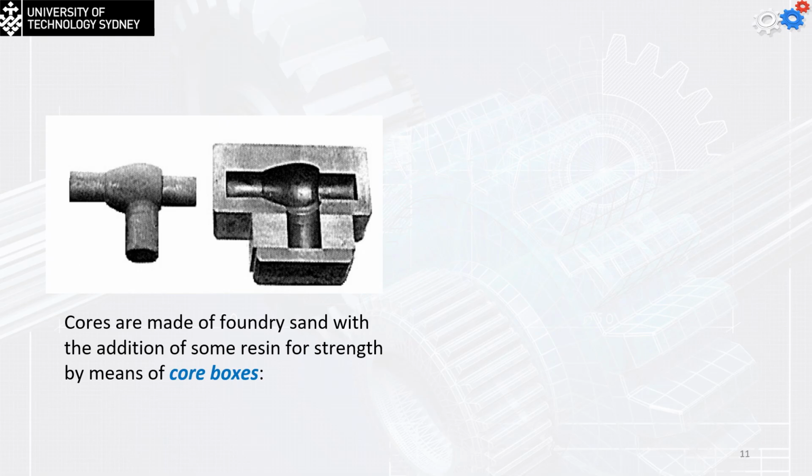The cores are made of the foundry sand with the addition of some resin to strengthen it by means of the core boxes. So we're going to get the sand, we're going to put some resin on it, we're going to put it in the box for the making of the core itself. Then we can bake it, so it's going to be very strong.